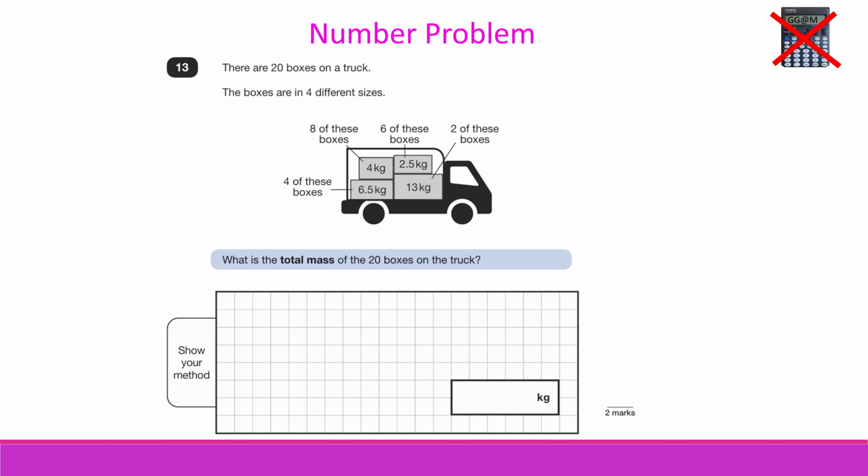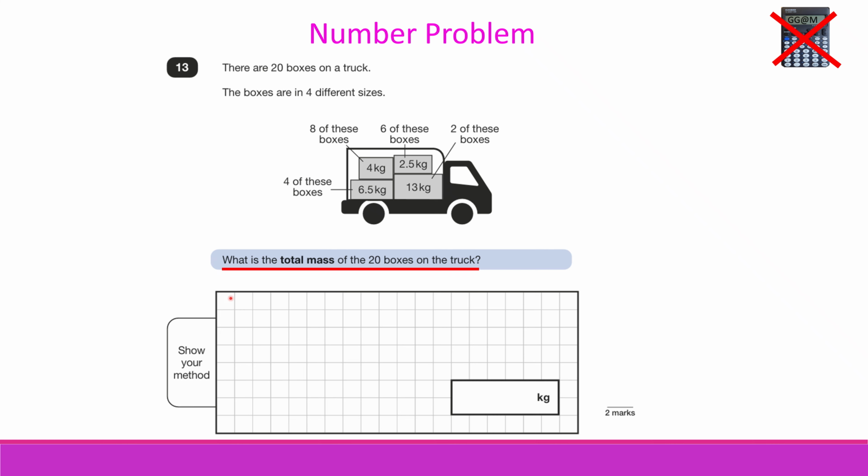This is a number problem and we're going to be looking at boxes and a truck and working out the different sizes to work out the total mass of the truck. So we're looking at weight. The question is written here. You've got to show your method, which means write down what you're thinking and what your working is in this box here. And the answer needs to get written in this box here. And you'll get a total of 2 marks for the exam.